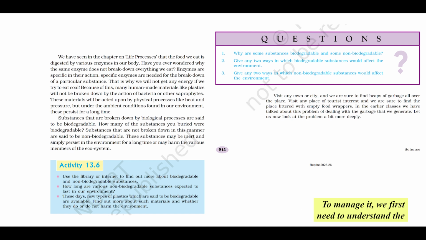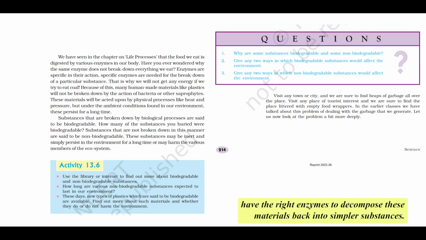To manage it, we first need to understand the different types of waste based on how they break down. This is crucial for exams and for real solutions. We classify waste into two main categories, biodegradable and non-biodegradable. Okay, biodegradable and non-biodegradable. What's the difference? Biodegradable substances are those that can be broken down by natural biological processes. Basically, microorganisms like bacteria and fungi have the right enzymes to decompose these materials back into simpler substances.